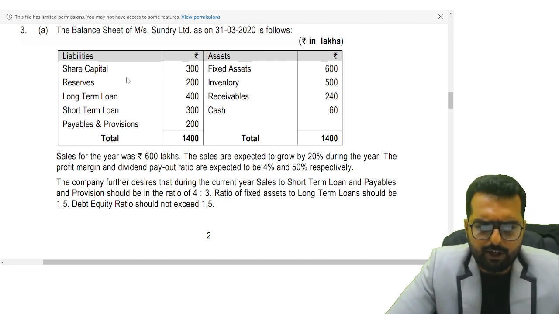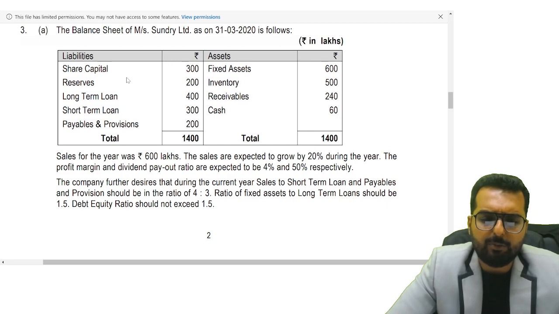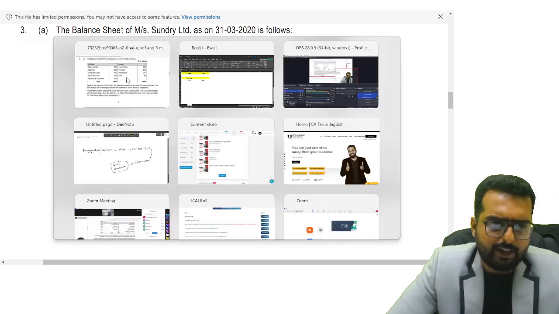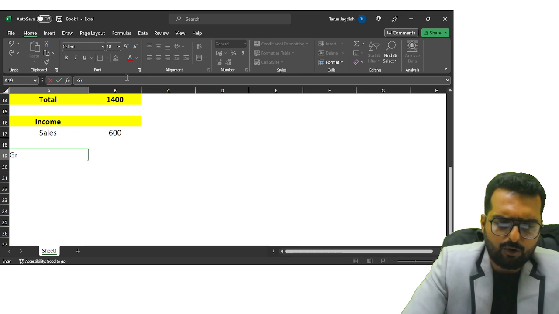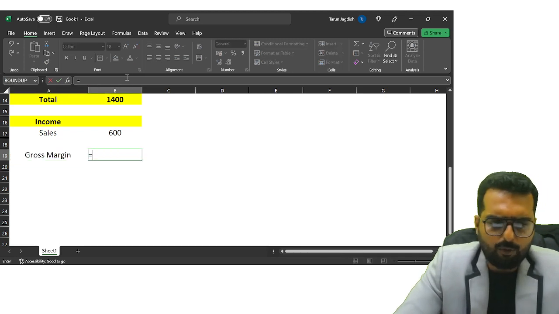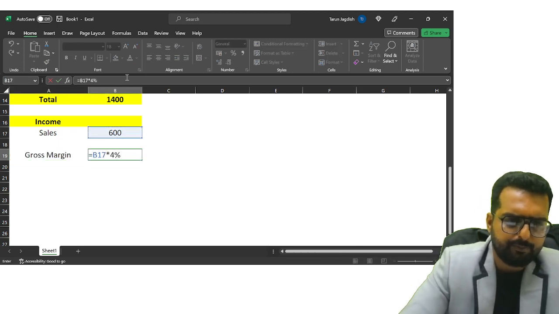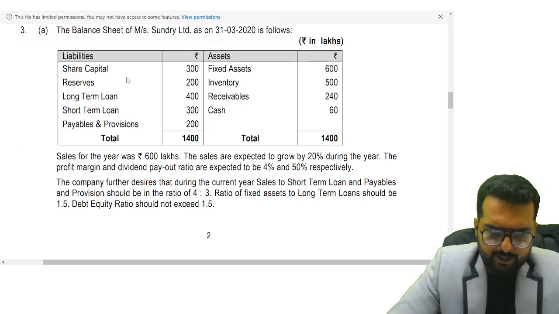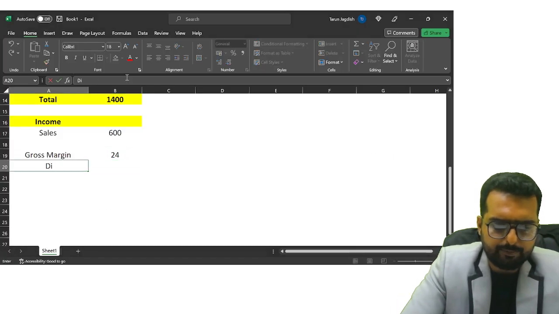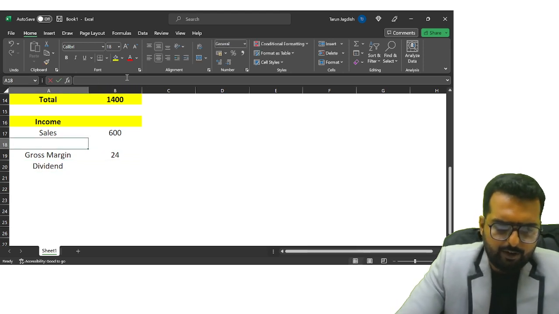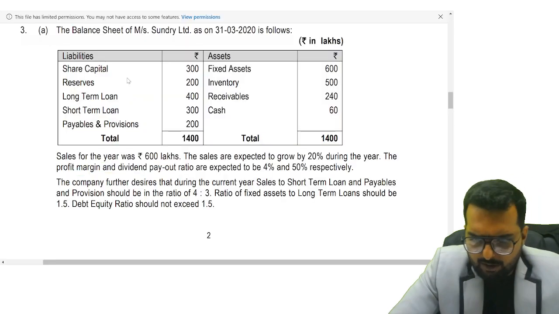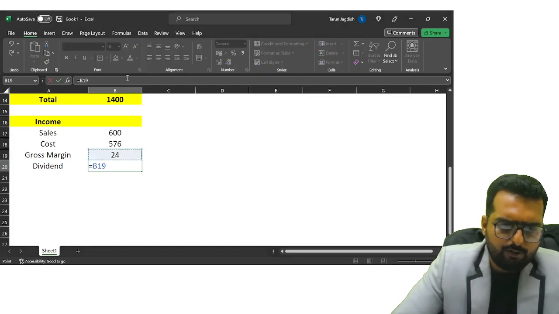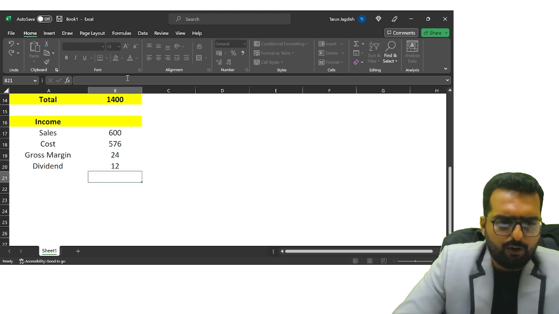Profit margin and dividend payout ratio are expected to be 4% and 50%. So the profit margin is going to be 4%. I'll put over here gross margin 4%. So how much is 600 into 4%? You get the answer as 24, correct? And the dividend payout based on this will turn out to be 50% of this. This into 0.5. So you get 12.